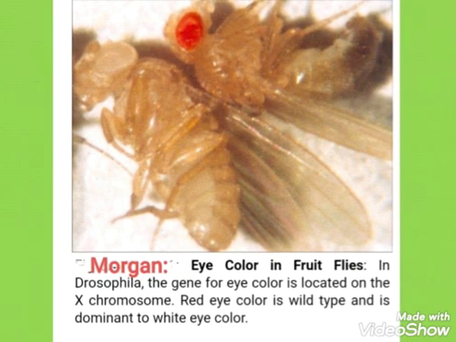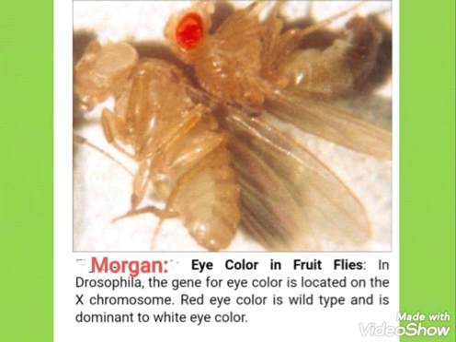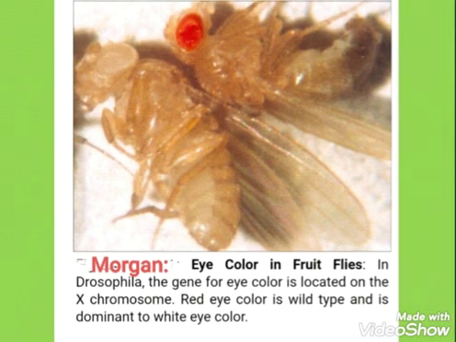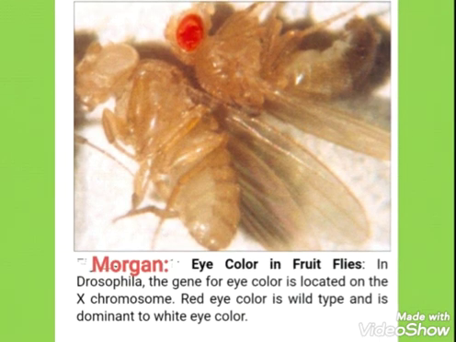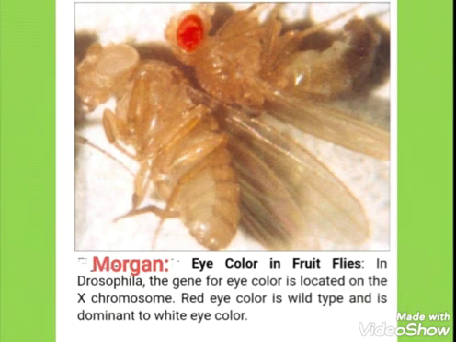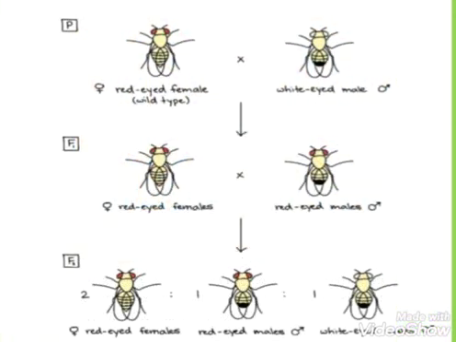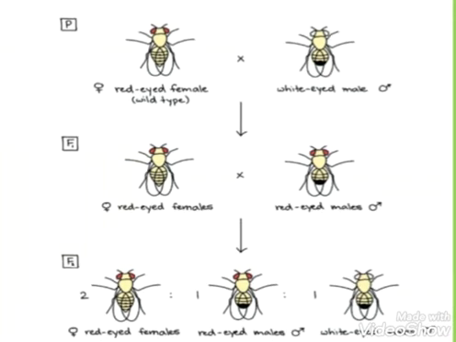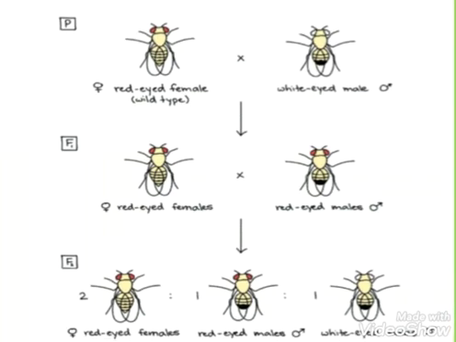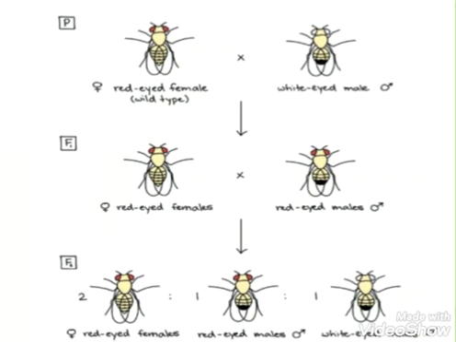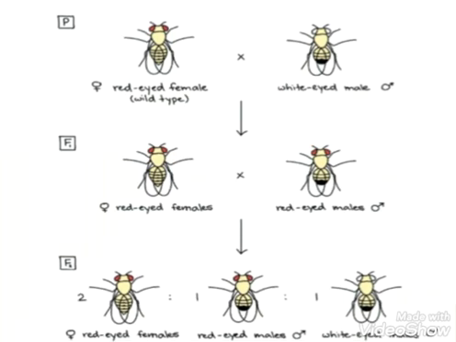In Drosophila, the gene for eye color is located on the X chromosome. Red eye color is wild type and is dominant, and the white eye color is recessive. The alleles for red or white color are present on the X chromosome, but there is no counterpart for this gene on the Y chromosome. Thus, females have 2 alleles for this gene, whereas males have only 1. The genetic results were completely based on the meiotic behavior of the X and Y chromosomes.